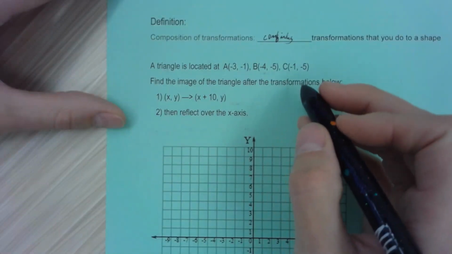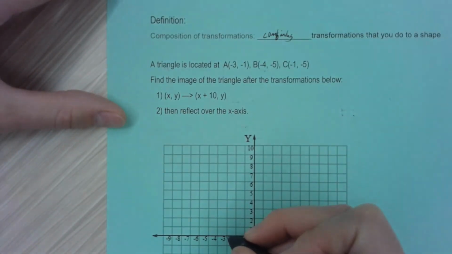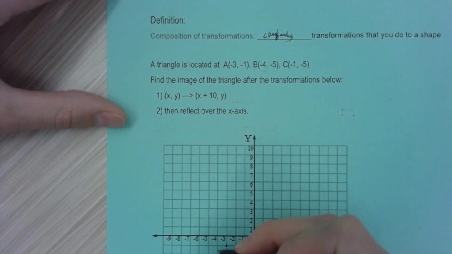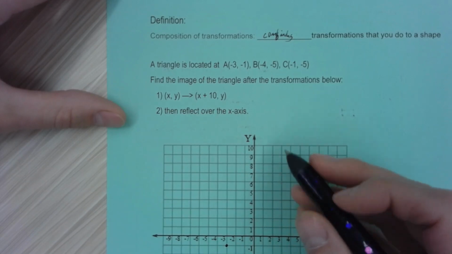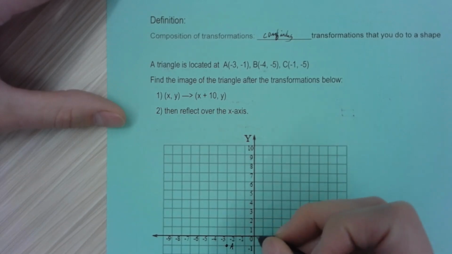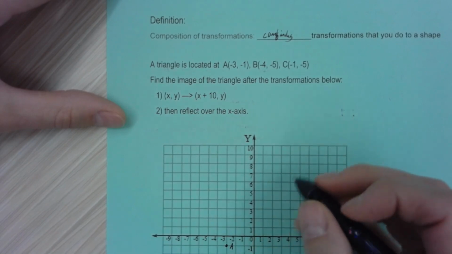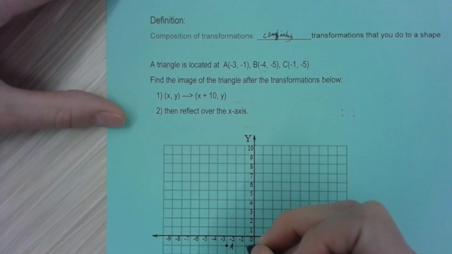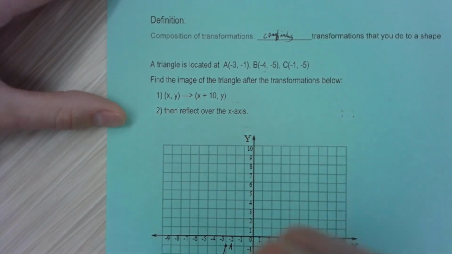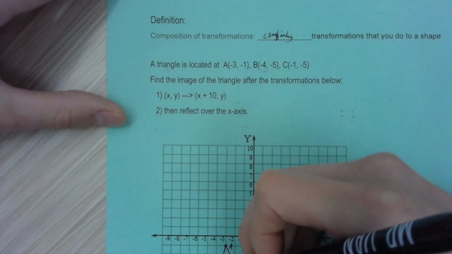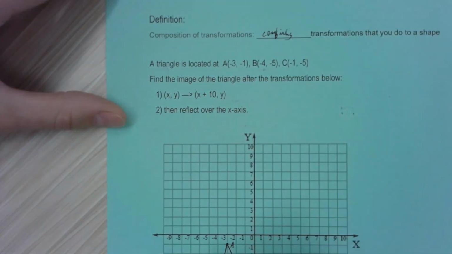Let's plot our pre-image. So -3, -1. There's our A. B is at -4, -5. 1, 2, 3, 4. -1, 2, 3, 4, 5. There's our B. And C is at -1, -5. 1, 2, 3, 4, 5. There's our C. We can connect A to B, and A to C, and B to C. So here's our triangle.